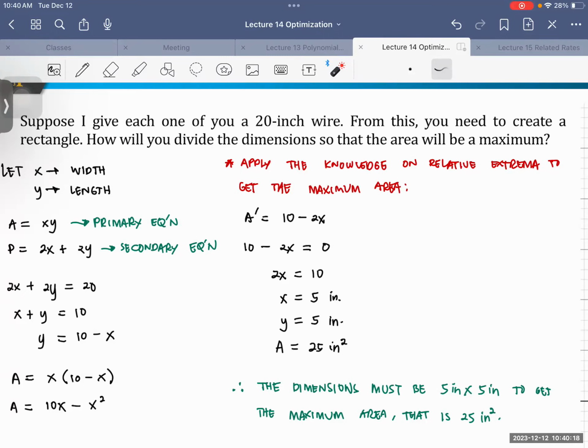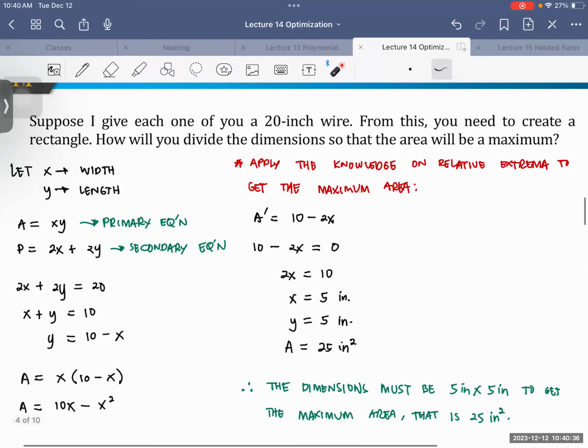The technique is, for example, in an assignment or a quiz, I graph first, class, so I can visualize. But if you have no means to graph, then it's still okay. It's still the same process. So again, how do you apply the knowledge? Of course, we get the first derivative of our primary equation. Our primary equation is the area. We get the first derivative, and we get 10 minus 2x. From here, differentiate 10 minus 2x.